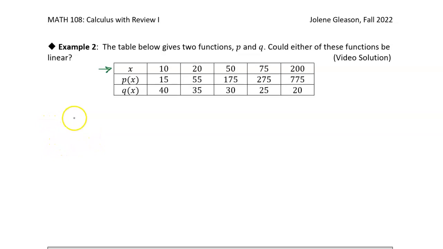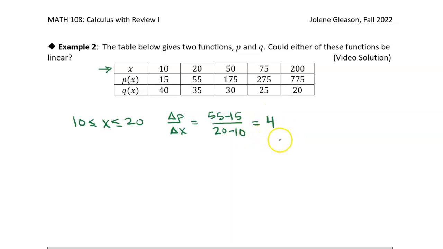So let's look at each interval and find the average rate of change. The first interval we'll look at is between 10 and 20. I'm going to look at delta p over delta x, and also delta q over delta x. Let's look at p first. Over this first interval from 10 to 20, we get 55 minus 15 all over 20 minus 10. That's 40 over 10, which gives us 4. So we have a rate of change over that first interval of 4.